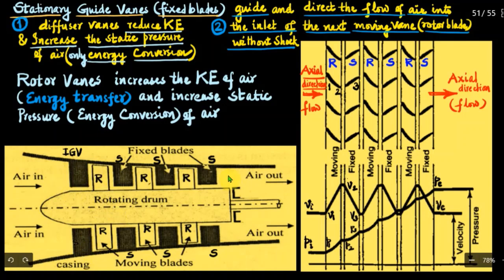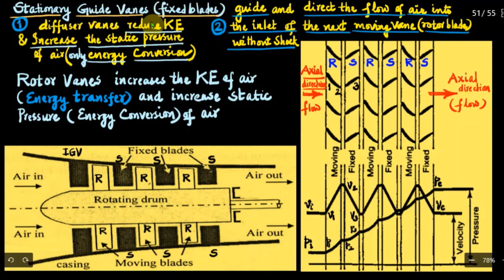So if you take a section and look from the top, then the figure will be visible like this. While discussing the velocity triangles, we will have more diagrams, so you will understand in a better way. For the time being, just consider the variation of pressure and absolute velocity of air. That is my point now. And along with that, we will answer a question: what are the functions of stationary guide vanes or fixed blades?